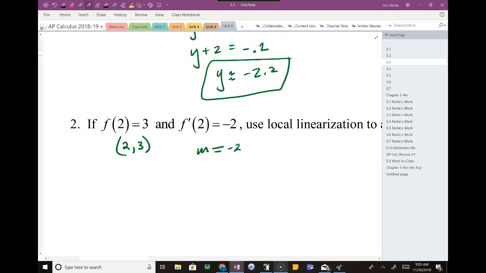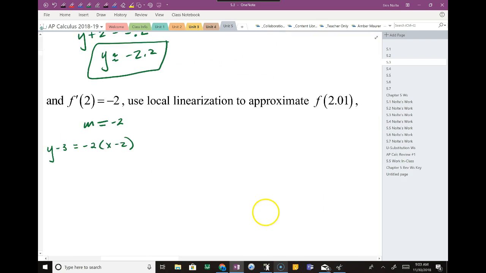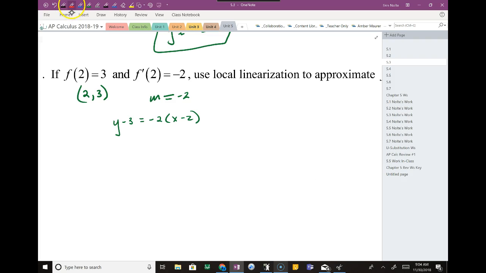All right, so if I have all the pieces, I can now plug this into my linear equation. So my linear equation is going to be y minus 3 equals negative 2 times the quantity x minus 2. Okay, so that's my linear equation. So now if we're going to approximate at the value 2.01, what do we do? Yeah, so we just plug that into the x. What was it, 2.01?